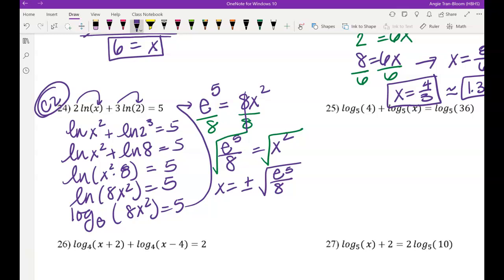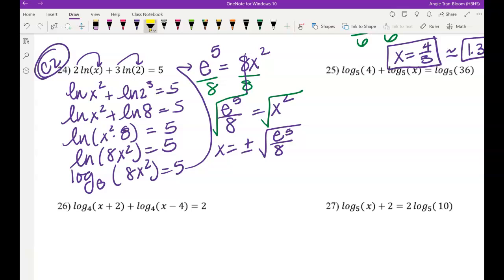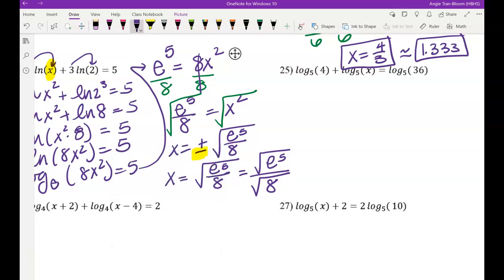But here's the problem, students. Remember, we have to check, and this x right here can't be a negative number. So we are going to eliminate the negative number. We only need to keep the positive square root of e to the 5th power divided by 8. That's the same thing as saying square root of e to the 5th over square root of 8. That allows us to simplify square root of 8.